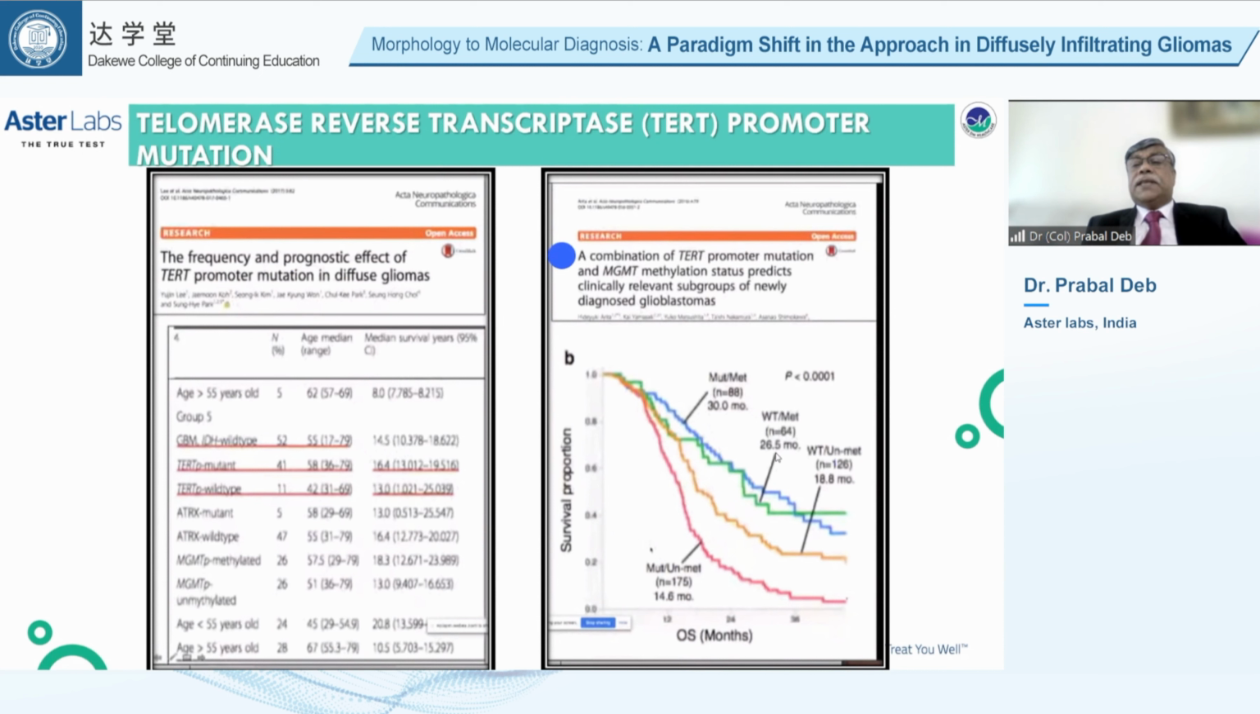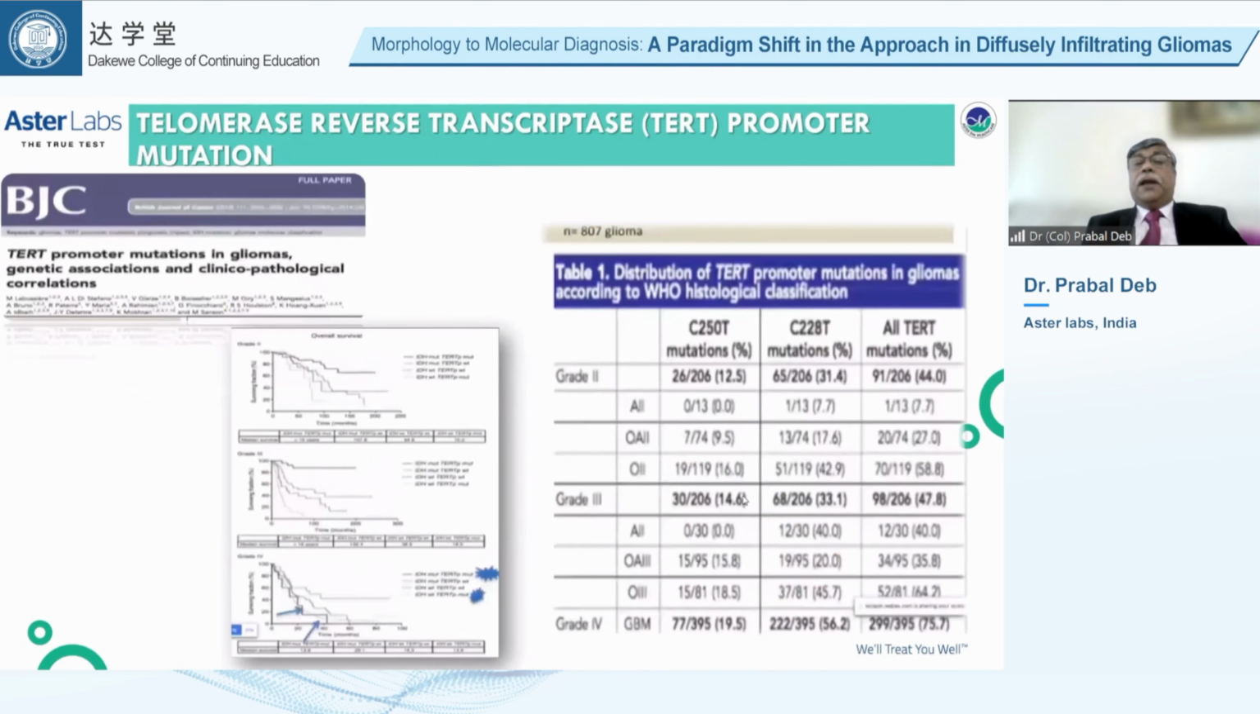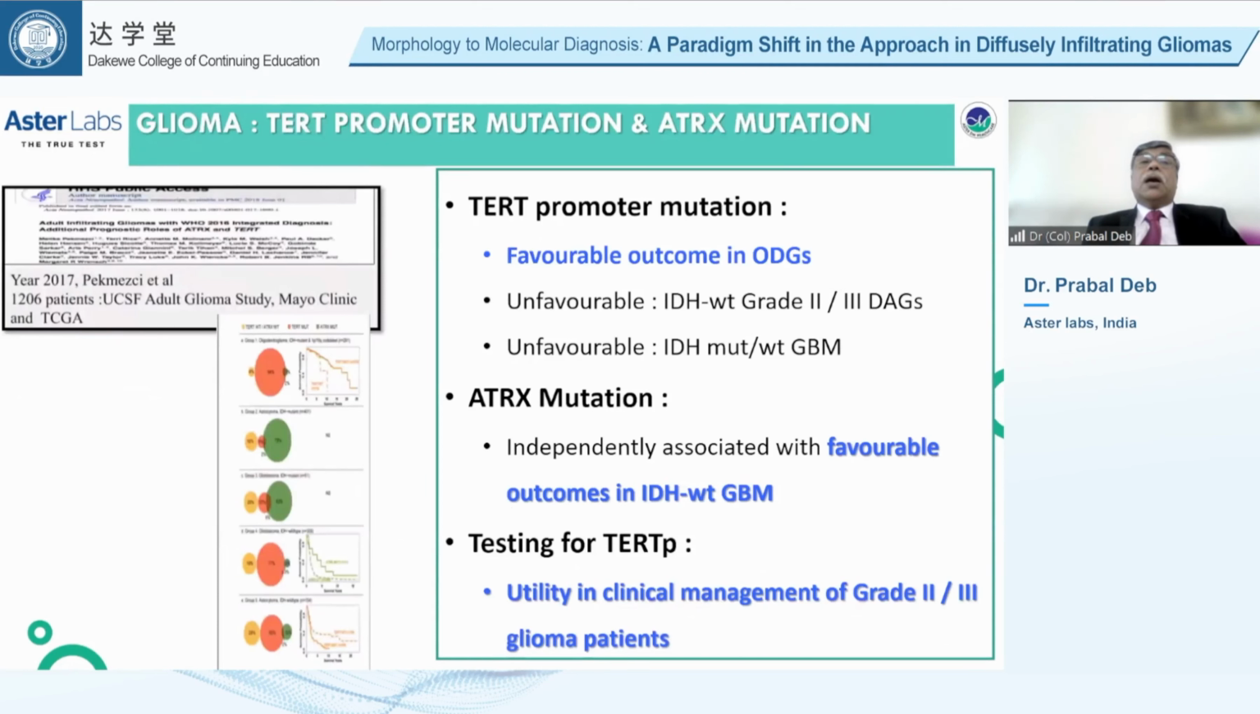And as can be seen, wherever TERT promoter mutation is there and where there's no mutation, the overall outcome and survival in the patients was very, very different. See, IDH mutant and TERT mutant has a very good outcome, whereas IDH wild type and TERT mutant has the worst outcome in all the subsets that were there.